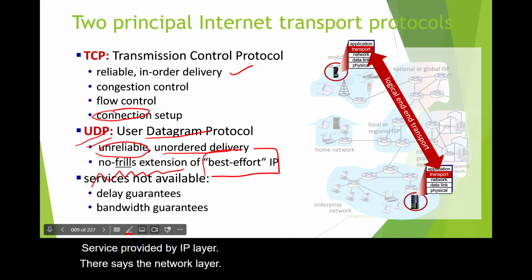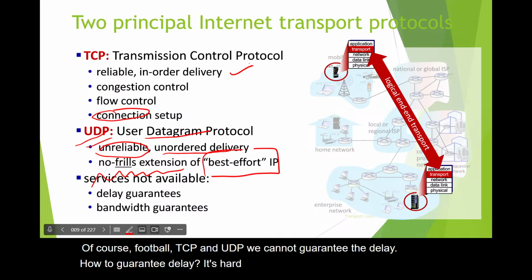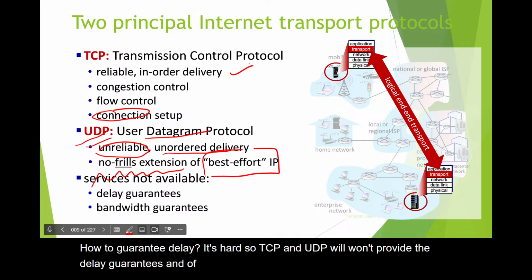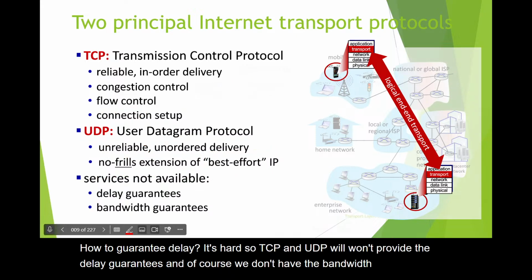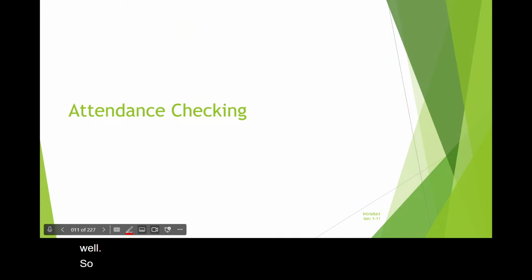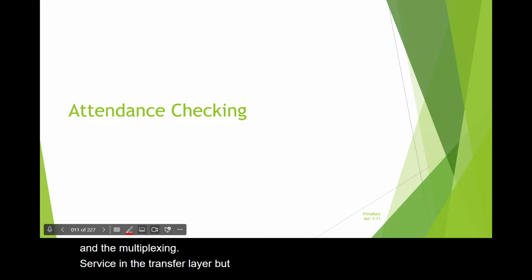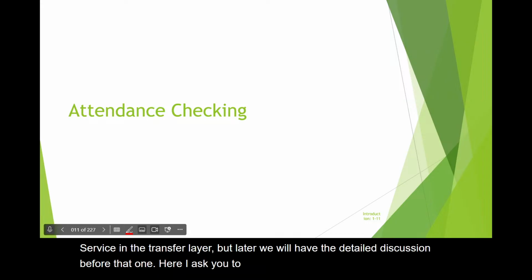And of course, for both TCP and UDP, we cannot guarantee the delay. How to guarantee delay? It's hard. So TCP and UDP won't provide delay guarantees. And of course, we don't have bandwidth guarantees as well. So this is the current discussion up to now. We haven't covered the multiplexing and demultiplexing service in the transport layer, but later we will have a detailed discussion. Before that, I ask you to do the attendance checking.